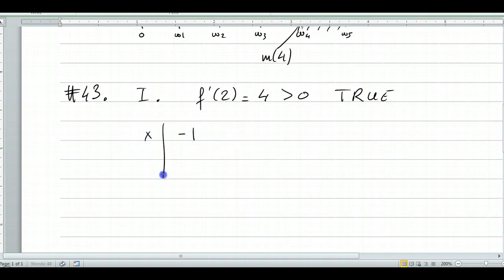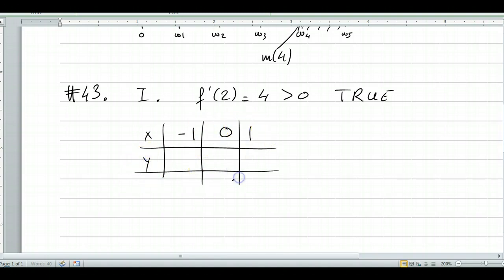X, this is the x right here, right? The x values are -1, 0, 1. The y's are 0, 1, 0, and the y primes are -2, 0, and 2.